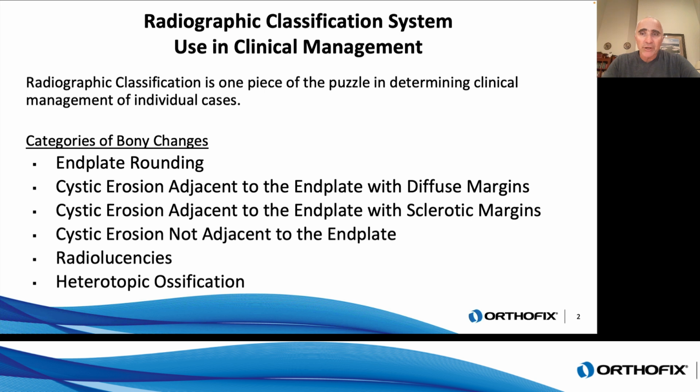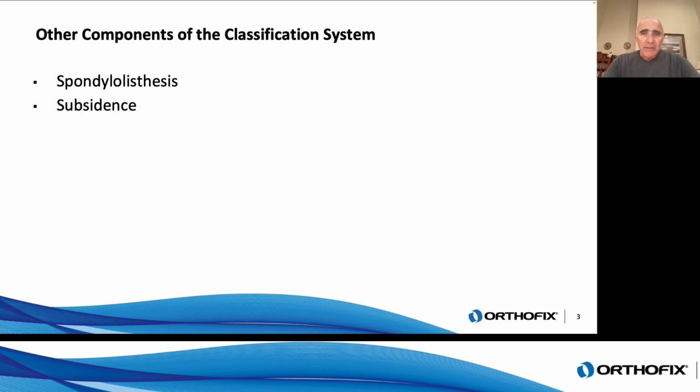As part of the proposed taxonomy and classification of bone loss and cervical disc replacement, these are the categories of bony changes of interest and relevance: end plate rounding, cystic erosion adjacent to the end plate with diffuse margins, cystic erosion adjacent to the end plate with sclerotic margins, cystic erosion not adjacent to the end plate, radiolucencies, and heterotopic ossification. Some of the other components of the classification system that have clinical relevance include spondylolisthesis and subsidence.